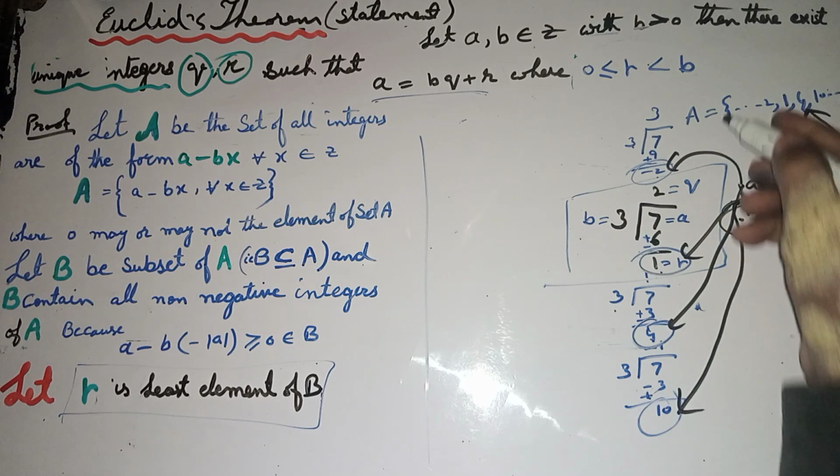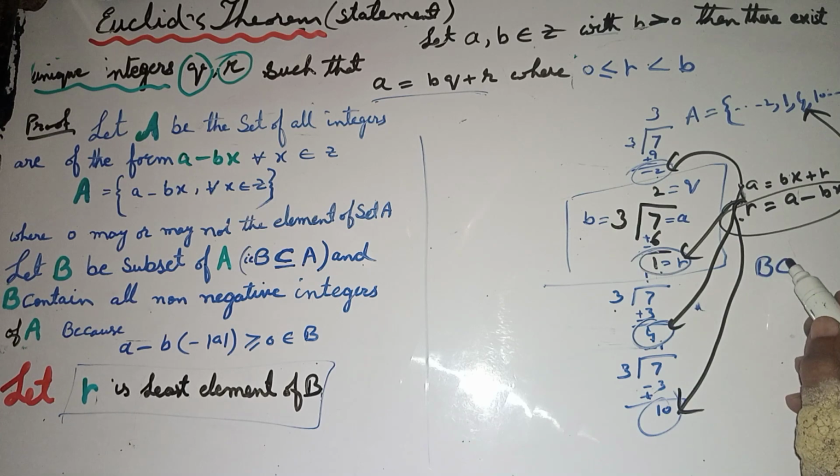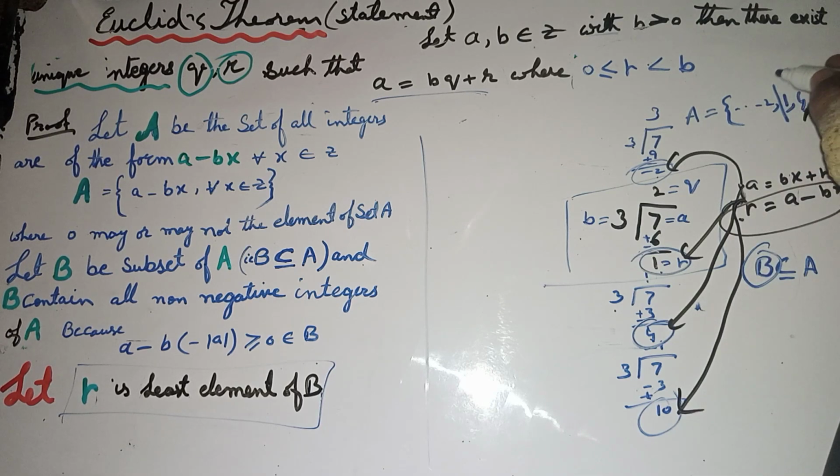Now I took a subset of the set A which contains only non-negative elements. When I take non-negative elements, one thing you can note: 0 may or may not be a member of B. Why? If I take 6 and divide by 3, 3 twos are 6, so 0 must be in this set of remainders. Okay, now come to the proof.